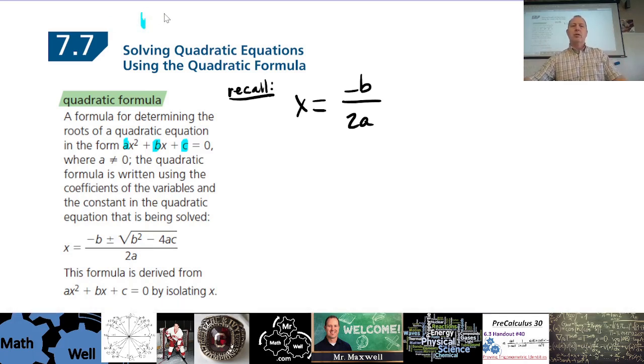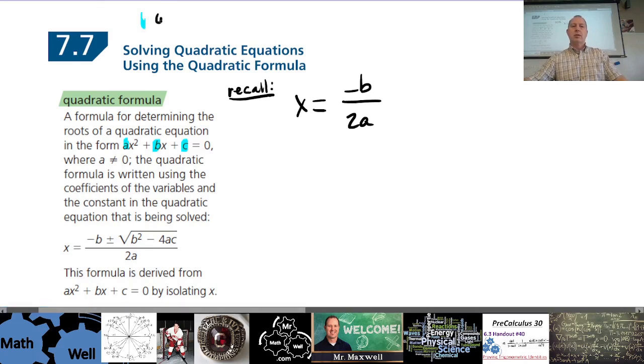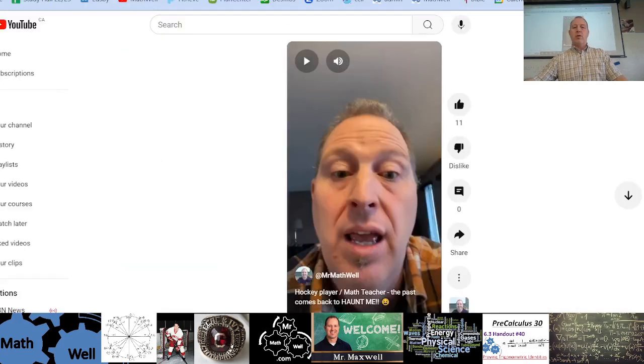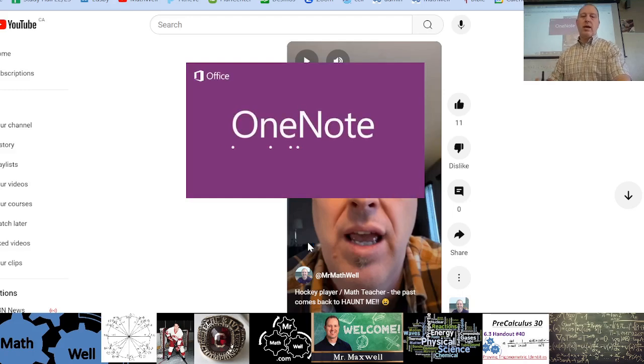For example, if you have this one, remember we just learned this one? If it's in this form, you can see a, but what's b? And is this really c? Well, not necessarily. So it's usually when it's in standard form.